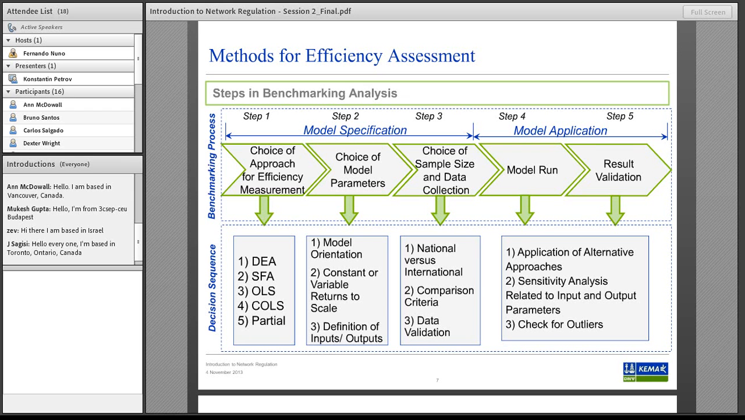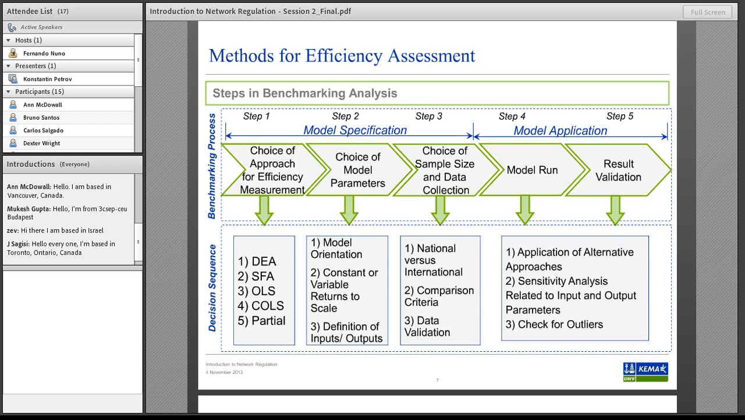That's one option. It means that if we increase the input, we get a proportional increase of the outputs of the company. So there is a proportional linear relationship. Or we can also incorporate in the efficiency analysis the so-called variable returns to scale. And in this case, we don't have a linear relationship.